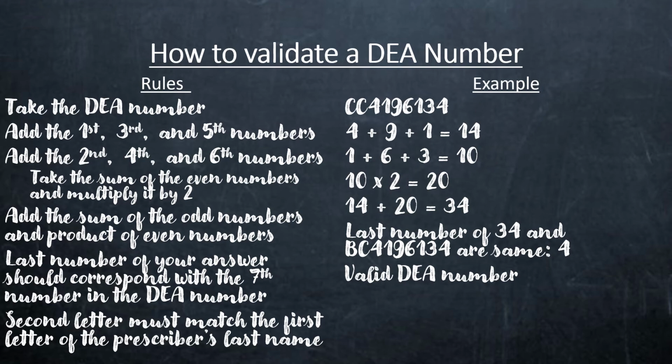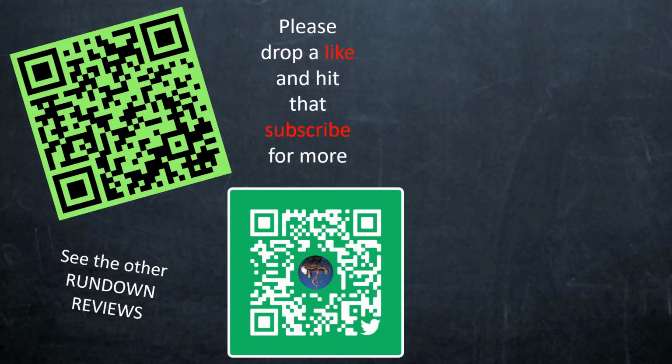And here's a quick little summary of what we did today in this video: our little formula on the left-hand side, with our problem, our DEA number, our example there on the right. And I just want to drop a quick hint to everybody with these DEA numbers, especially those with assignments and taking tests. Make sure that you check those letters all the time. Tests love to have you do the math, and they will throw you a curveball or catch you not looking at the letters. They'll change that second letter to not match the prescriber's last name. So just make sure that you check the letters as well as the math.